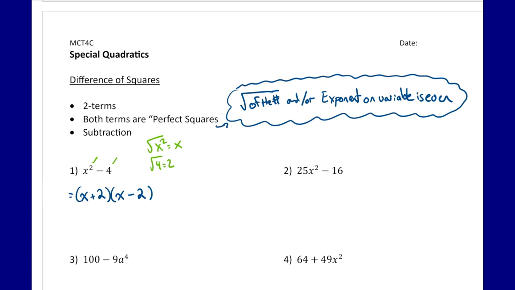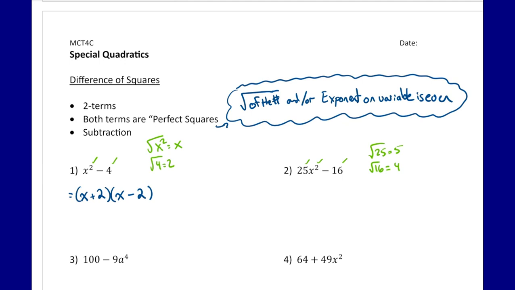If I look at number 2, I'm going to go through and check. Square root of 25 is 5, so that's good. We have an even exponent, that's good. We have subtraction, which is good. And if I take the square root of 16, that gives me 4, so that's good. So I have everything that I'm looking for.